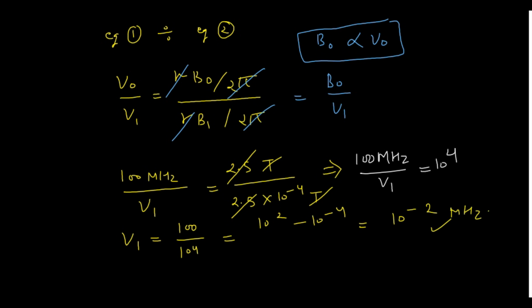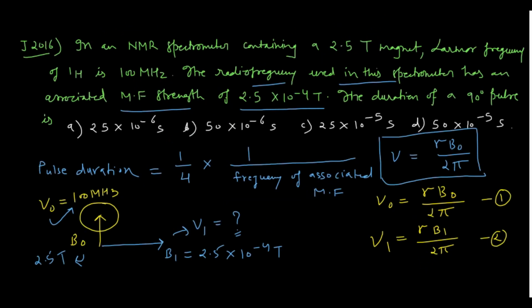Okay, now this is in megahertz, and you have to convert this into hertz. So what you do, you multiply this value, 10 raised to the power minus 2, with 10 raised to the power 6. So please remember, 1 megahertz equals 10 raised to the power 6 hertz. So this will give you 10 raised to the power 4 hertz. Okay, so if I go back, I can write it as hertz.